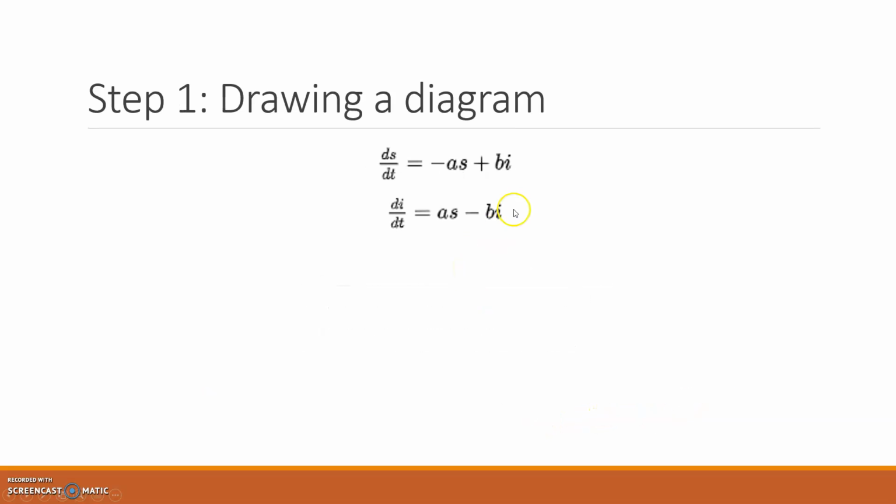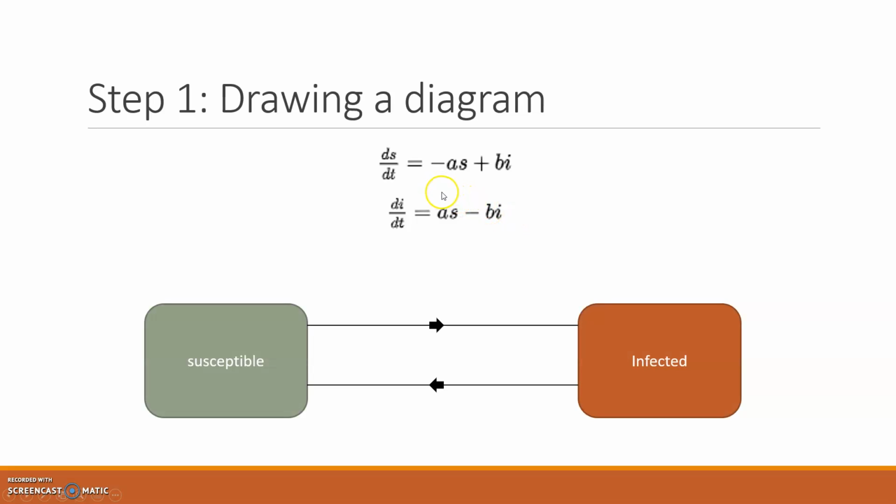So our first step was drawing a diagram. What I did is I just looked at each term individually. So we know S is the proportion of the population susceptible. And then we have the negative here. To me, that just says that these are the people that are becoming infected, which makes sense because here you have the positive AS.